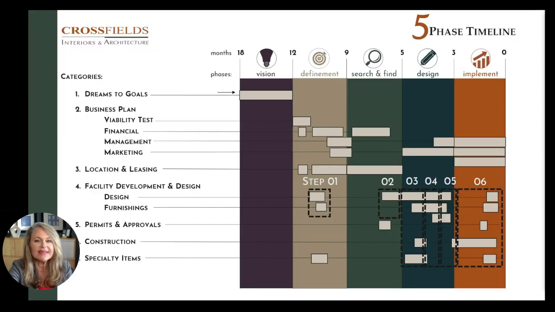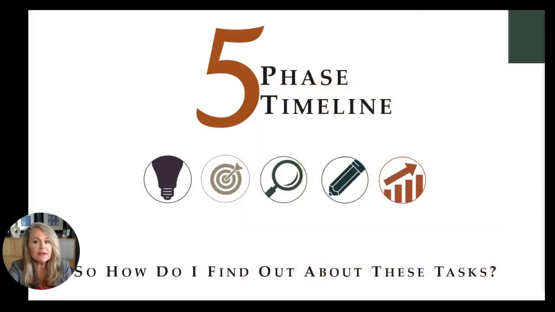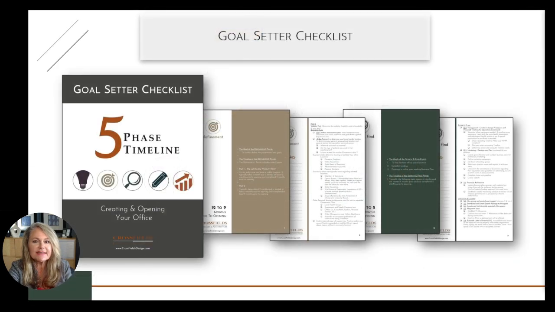These are the steps only in the facility and design category of the 5-phase timeline. This shows how our signature 6 steps overlay on top of the 5-phase timeline, showing the phases in which each step is to be accomplished. Remember, each one of these bars and each one of these categories is a series of things to do. I can't teach you all the things to do right now in this series, but I do have a resource for you, and that is free, and it is called our 5-phase goal setter checklist. You can find it on our website if you didn't know.